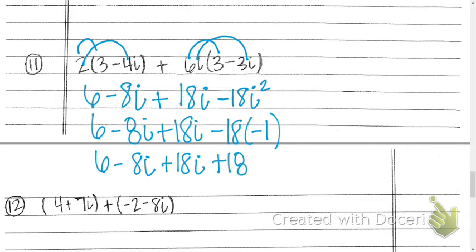Now I have to combine like terms. So I combine my constants first. So 6 plus 18 is 24. Now I combine my i's, and negative 8 plus 18 leaves me with 10. 10i.